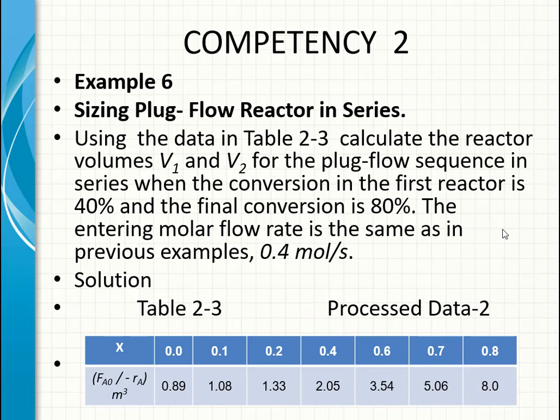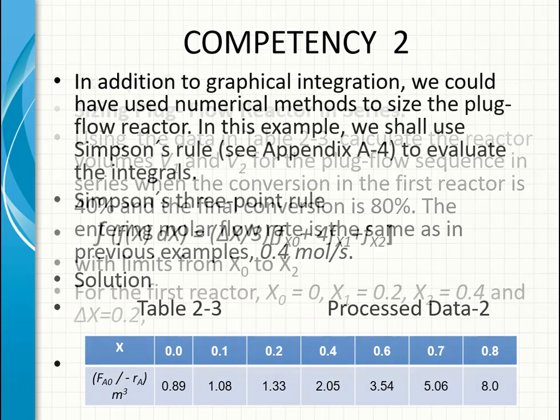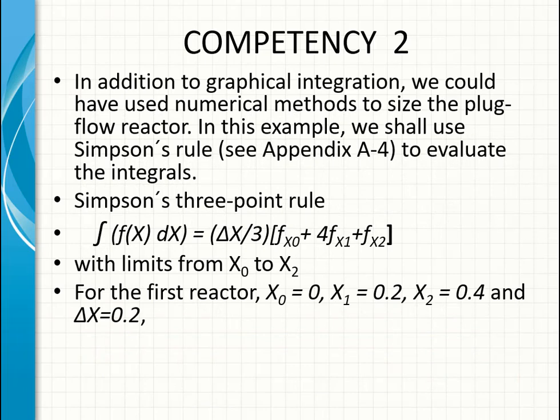So here we have the table 2.3. In the first row we have X, the conversion, that goes from 0.0 to 0.8. And in the second row we have FA0 divided by minus RA that goes from 0.89 to 8.0. In addition to graphical integration, we could have used numerical methods to size the plug flow reactor.